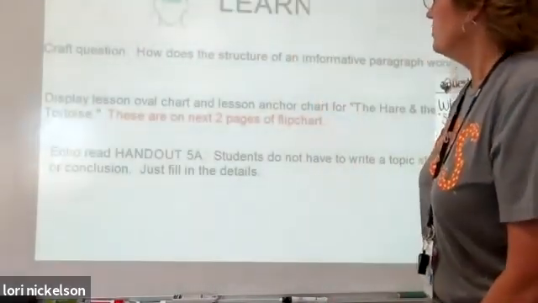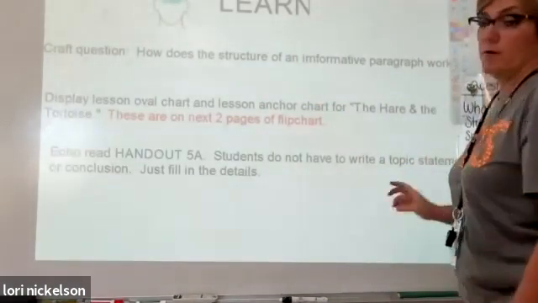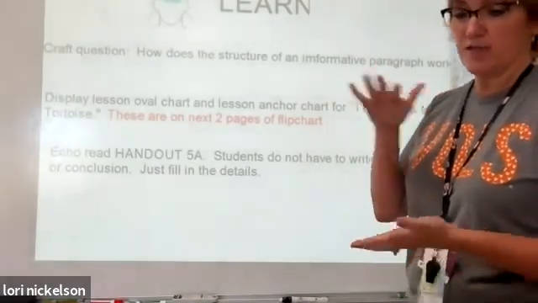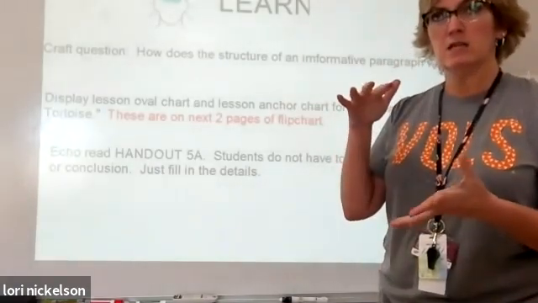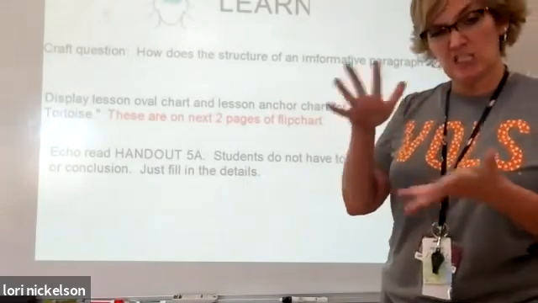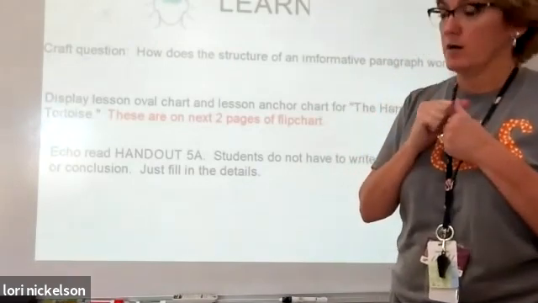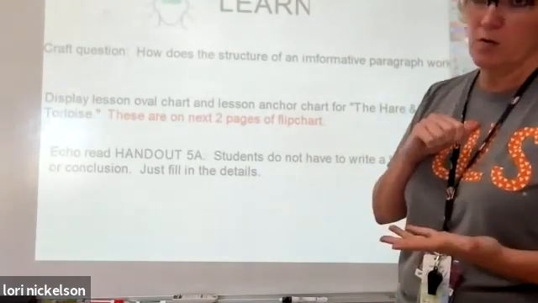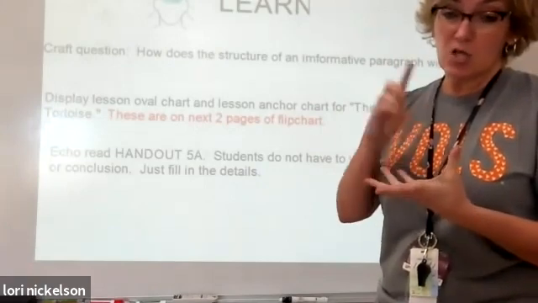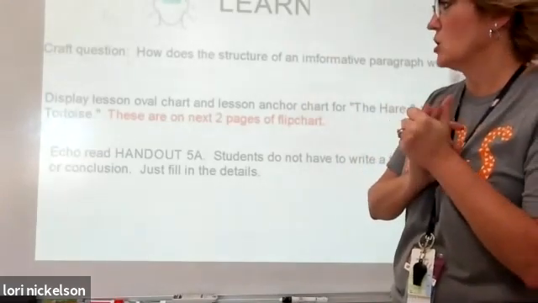All right, so how does the structure of an informative paragraph work? We're going back to that hamburger chart. Remember, our informative paragraph is that hamburger. We've got the top bun, that is the topic sentence. That tells us what the story's about. And then we have the meat and the cheese and the lettuce, tomatoes, and pickles, which is the facts and the details. That's the good stuff, right? That's where all of those details are. And then we have the bun on the bottom, which is the conclusion. The conclusion holds it all in there. It restates our topic sentence.